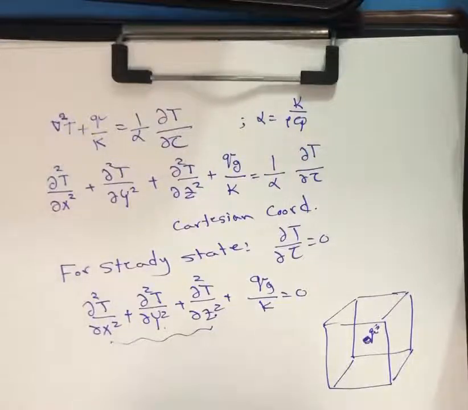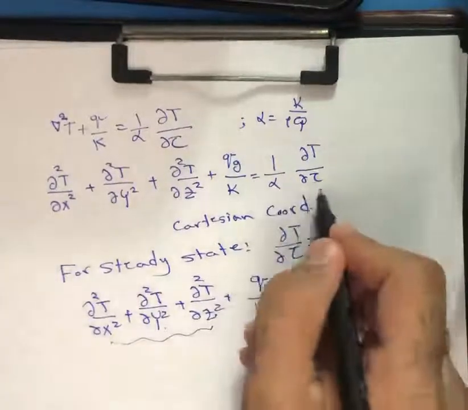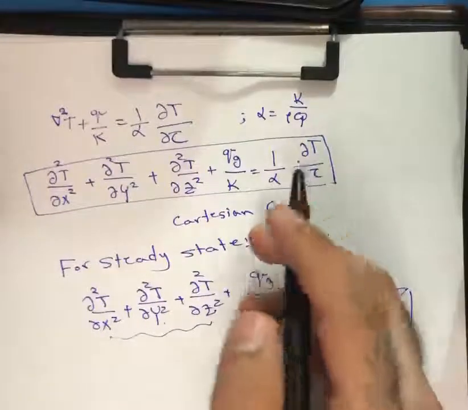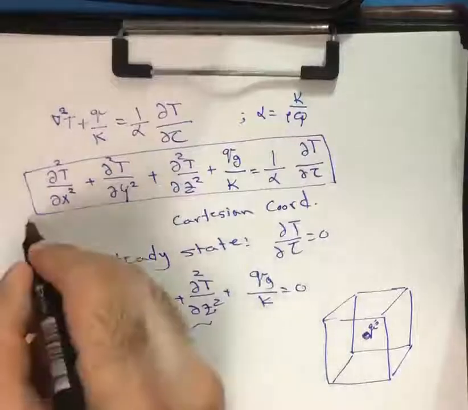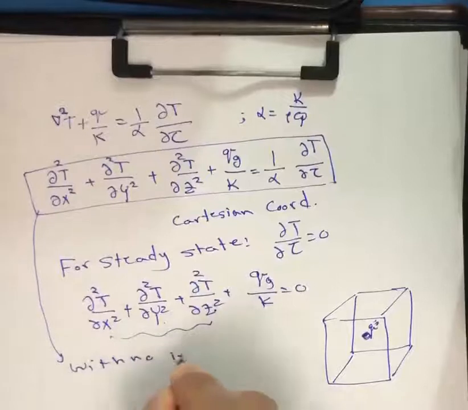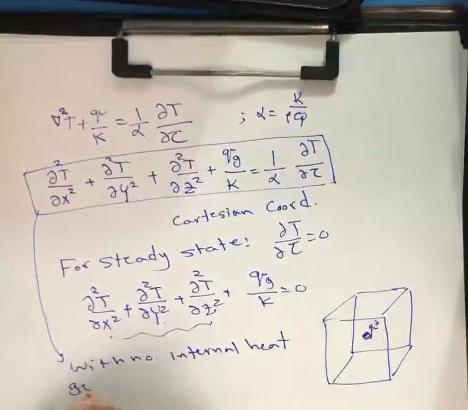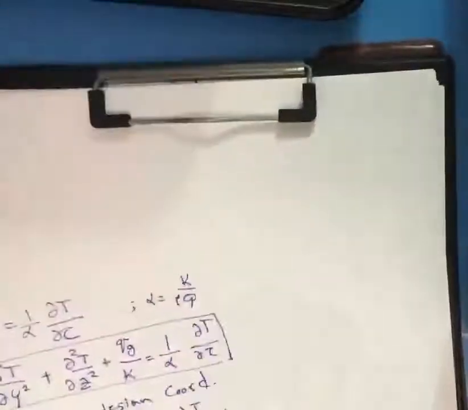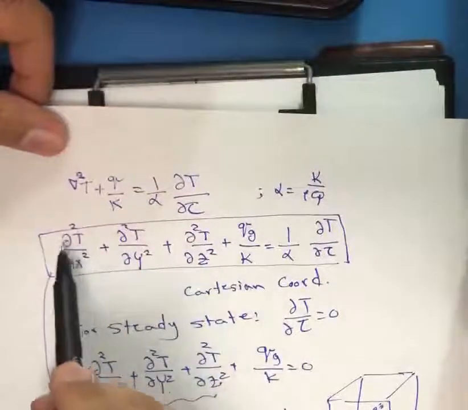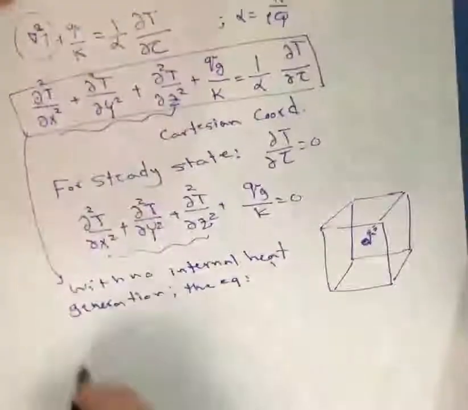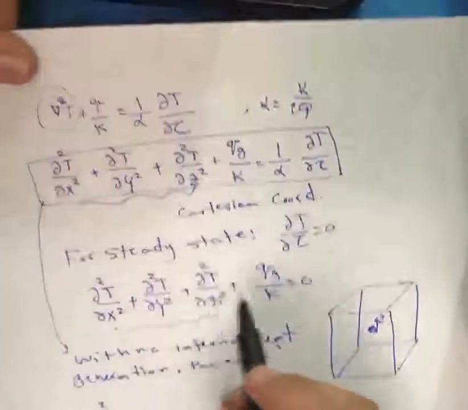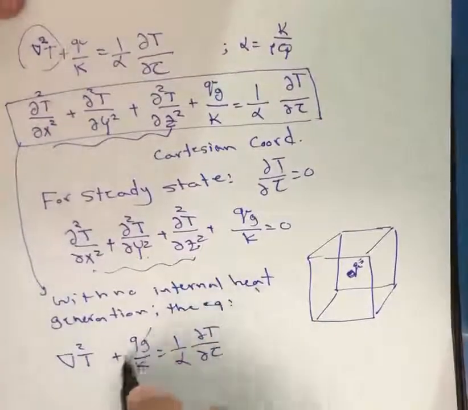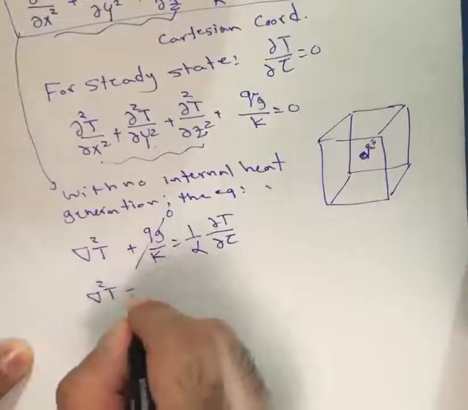For example, we can write the general heat conduction equation, which is this equation, for a transient state but without internal heat generation. In this way, with no internal heat generation, the general heat conduction equation will be like this. For simplicity, ∂²T/∂x² and these three terms can be written as ∇²T, plus the heat generation term, which will be 0, divided by K equal to 1 by alpha ∂T/∂τ. Without internal heat generation, this term will be 0. In this way, the equation reduces to ∇²T = (1/α) ∂T/∂τ.